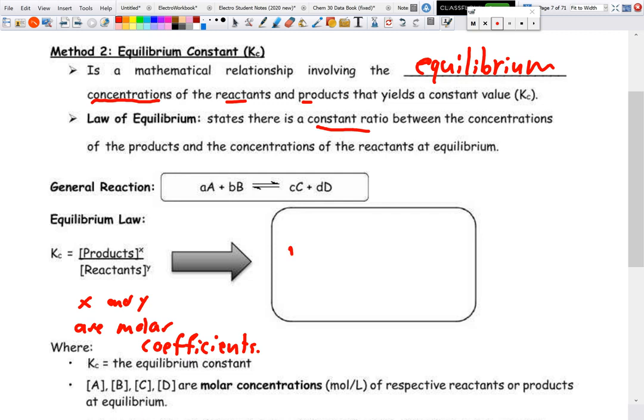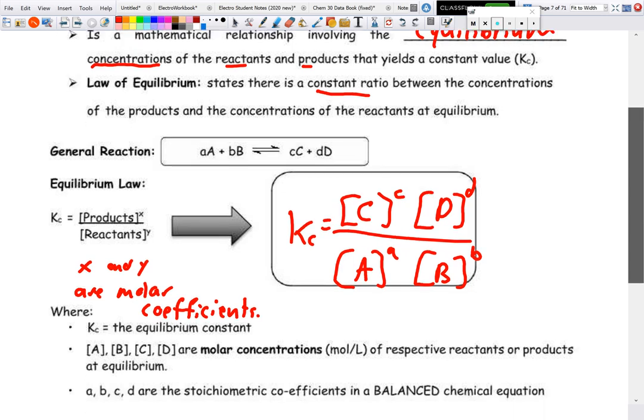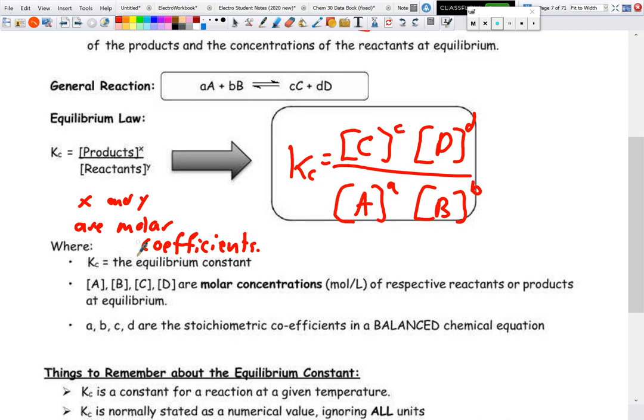So what we can get, we have the concentration of C. If we have two products, we're going to multiply these together, and they are raised to their molar coefficients. So it's going to look something similar to this. Now these are multiplied together, so depending on our reaction, we can have a bunch of different things going in there together.